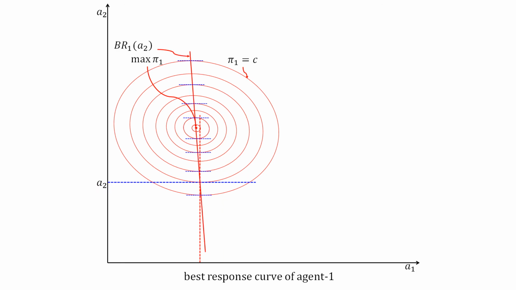So now let's proceed and draw other horizontal lines and locate the points of tangency with the contours. Here, here, here, here. So this set of points, all these points here, represent best responses of agent 1 for different actions A2. And this straight line that joins all these points together is the best response curve of agent 1. So this is the best response curve of agent 1, this solid red line here. Best response of agent 1 to any action of agent 2. It is this here.